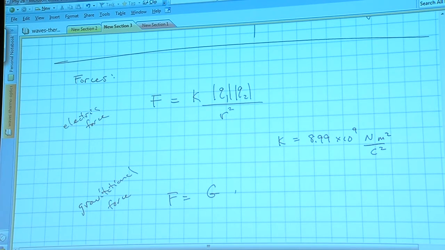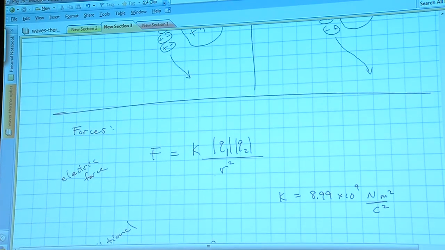A constant, one of the masses, another mass, and the square of the distance between them, right? Now, with mass, we only know about one kind of mass in our observable universe, in the world that we live in. There's one type of mass, and it always attracts, so it's easy, right? But we know about two kinds of charge, positive and negative, and sometimes it attracts and sometimes it repels, depending on if they're the same sign or opposite signs.